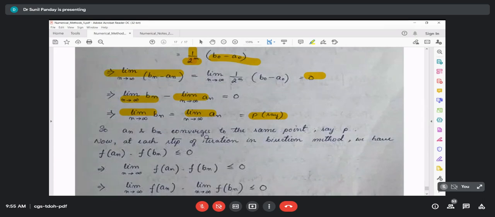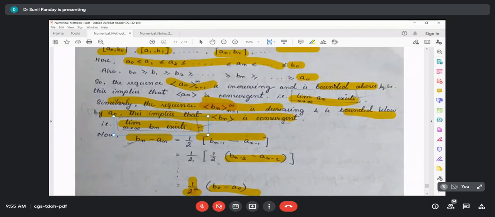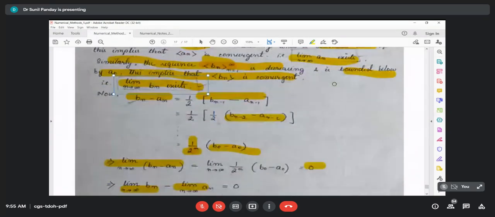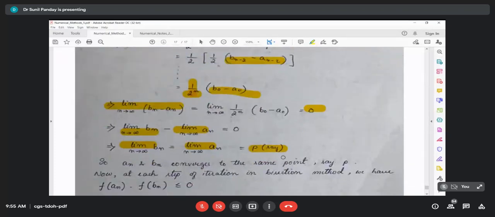So a_n and b_n converge to the same point. Earlier, up to here, our claim was that this sequence converges, and this sequence converges. The sequence of a_n and the sequence of b_n converge. But after this exercise, we have learned that both of them converge to the same point. And the same point we are claiming is our P. We are assuming that it is P, but they are converging to the same point.